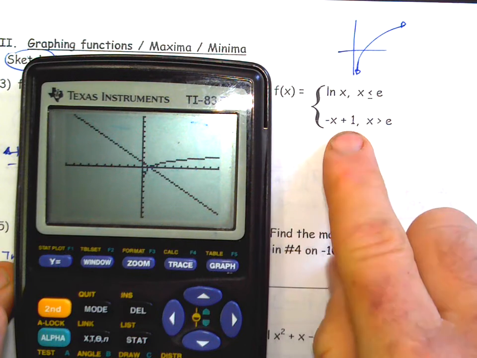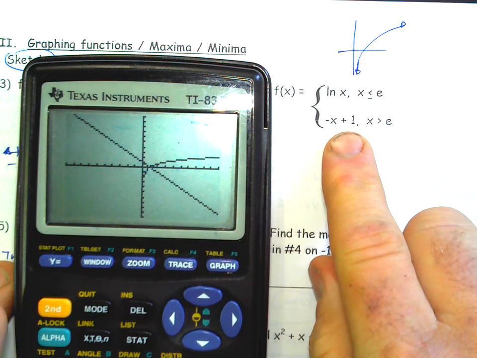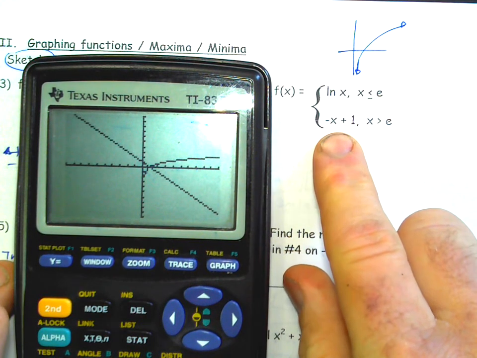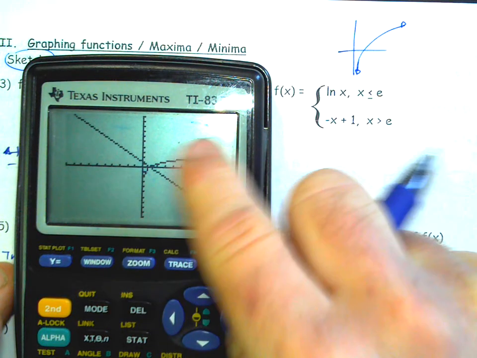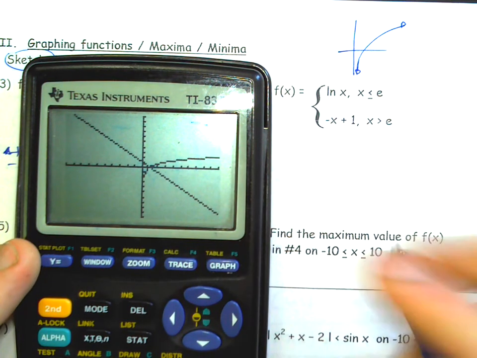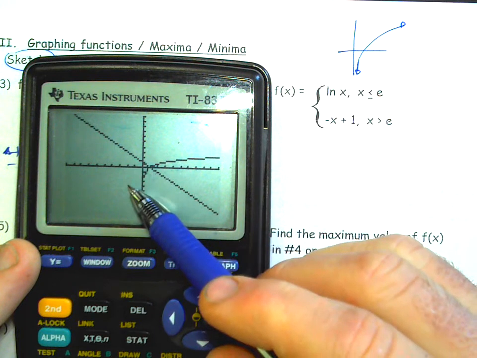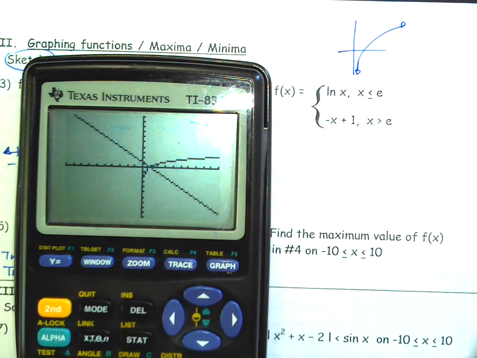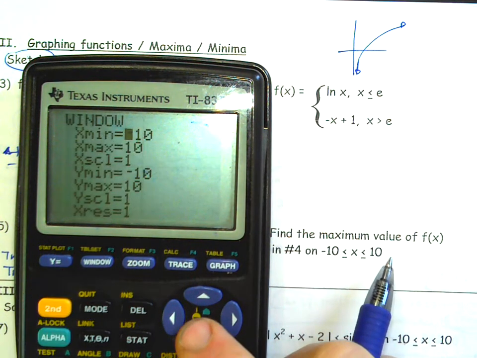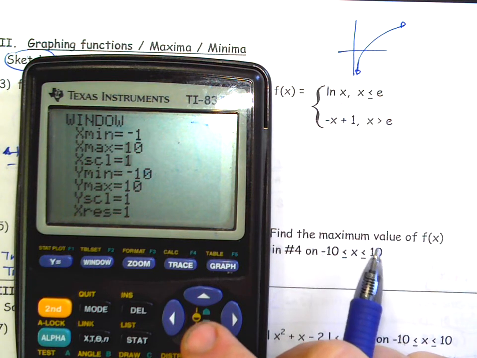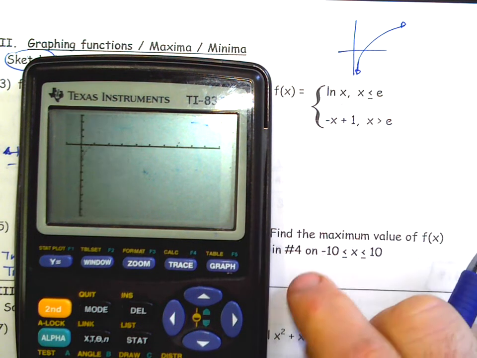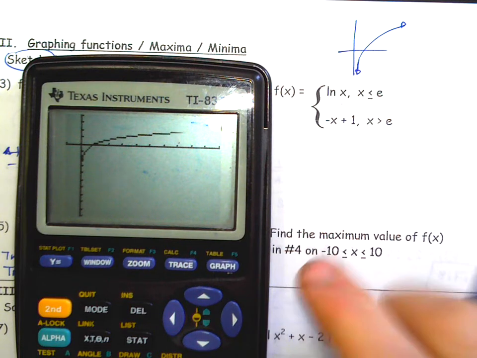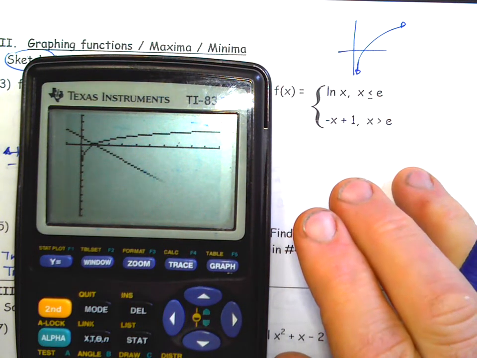And then that's a line that goes through y-intercept of 1, has a slope of negative 1. Now, I feel like this graph isn't great. I feel like we could probably cut off some of the information over here. This is where all the interesting stuff's happening. So I'm going to go to window and change my x min to negative 1 and my y max to like 4. It's just helpful to have a little more close-up view of the interesting stuff.